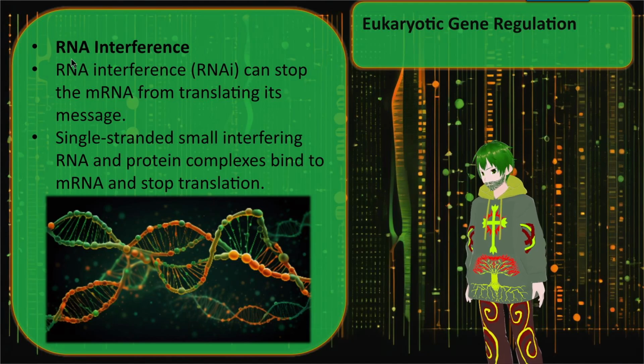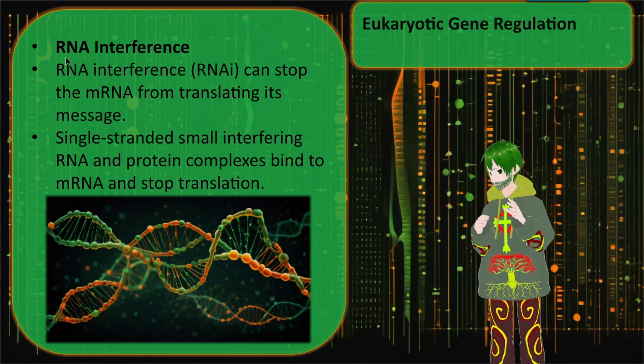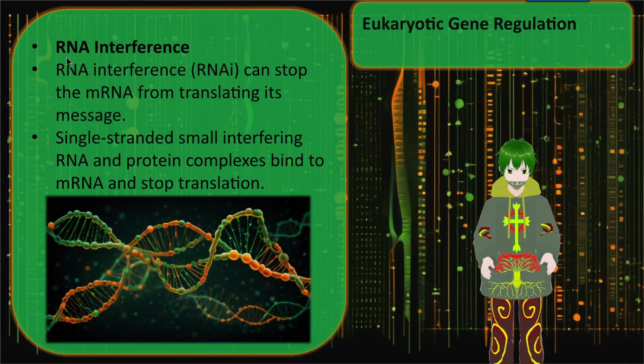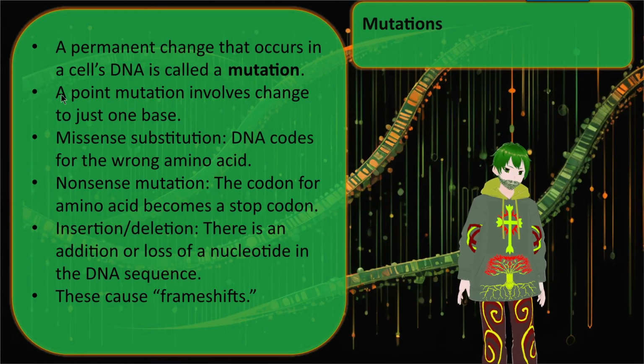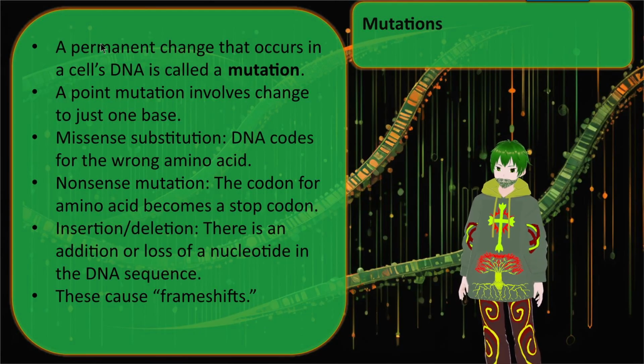And again, this is in response to some kind of external stimulus. Some kind of chemical signal is going into the nucleus, telling the interfering RNA to be produced. This interfering RNA then interacts with the target messenger RNA and turns it off. And so this allows for a really fine level of control of product concentration.